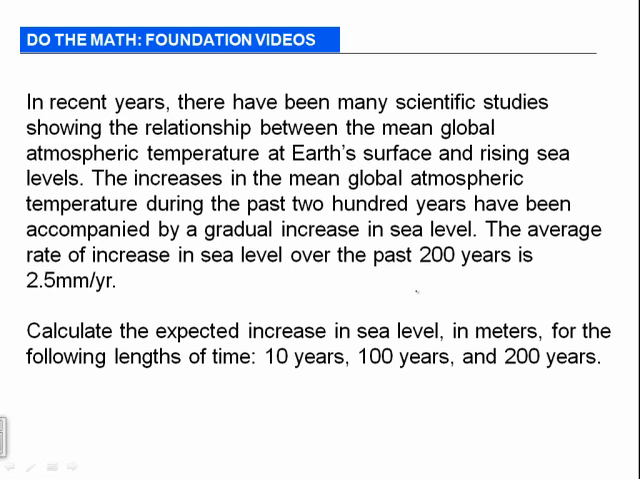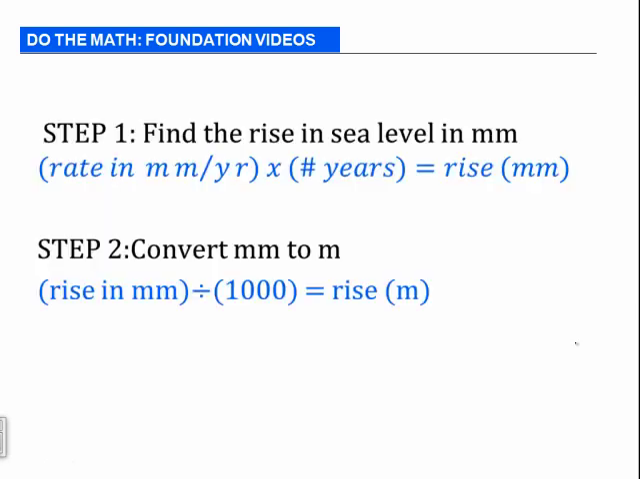in sea level. The average rate of increase in the sea level over the past 200 years is about 2.5 millimeters per year. Calculate the expected increase in sea level in meters for the following lengths of time: 10 years, 100 years, and 200 years.